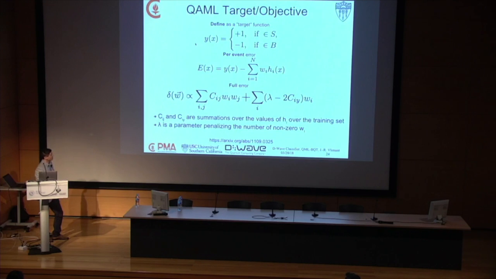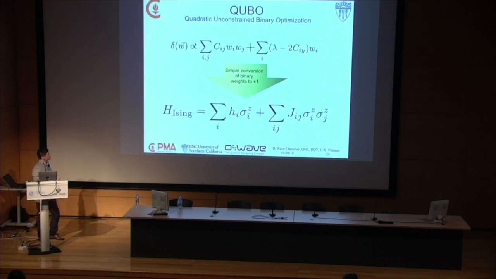And then when you do the math for the per event error and the full error of this method, the coefficients here are actually integrated, summing over all the events of the training set for signal and background together. And here we have this lambda parameter that will have an importance afterwards, a parameter that is added here to penalize adding too many weak classifiers to the final strong classifier that we use. So that is, in a sense, what we've done. Then we have this QUBO problem with the parameters defined from the training set.